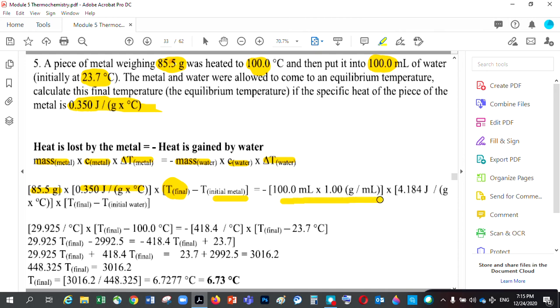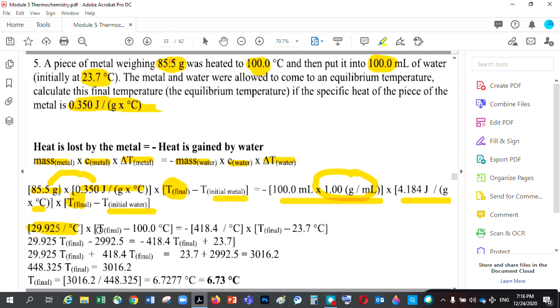This is the mass of the H2O. We have to convert using the density here. Convert it into grams. It will be 100 mL, 100 grams. Multiply by the specific heat of H2O, correct? And then the T final, we don't know. But we know the T initial of H2O, which is 23.7, correct? Let's put all the numbers together, and we multiply those together. And this will be T final minus 100, so we multiply those together here.